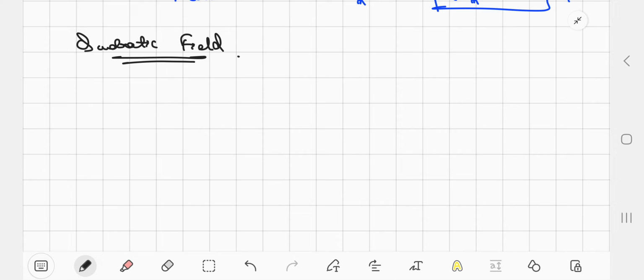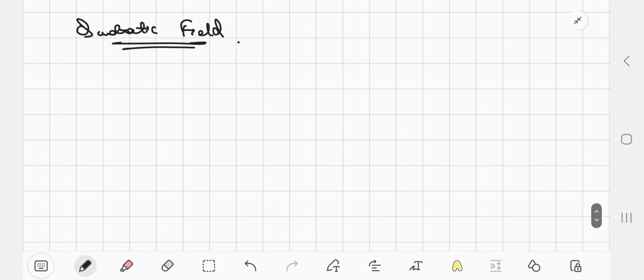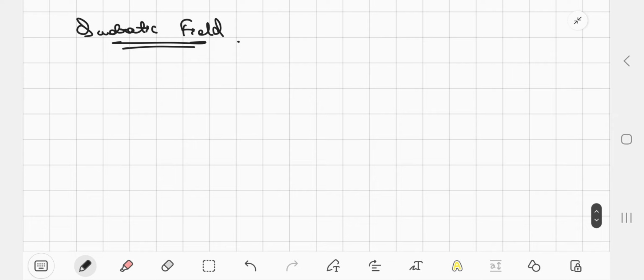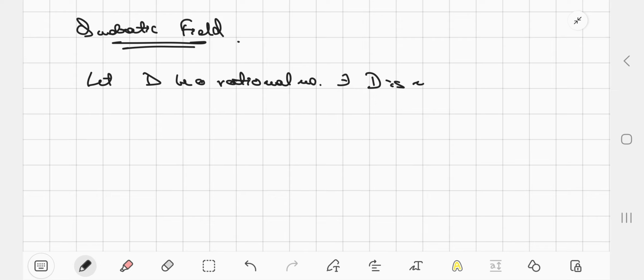Quadratic field. Okay. What we do is that we start with a rational number which is not a perfect square. Let D be a rational number such that D is not a perfect square.